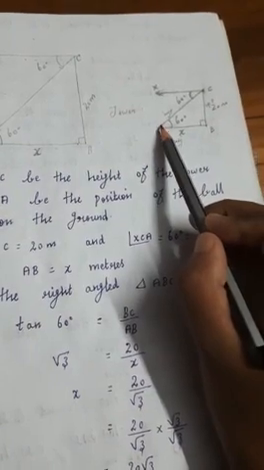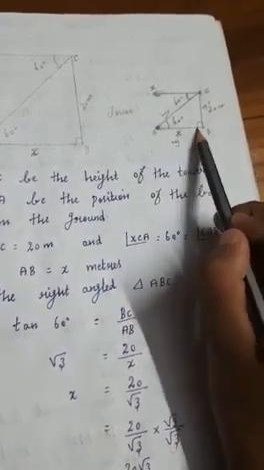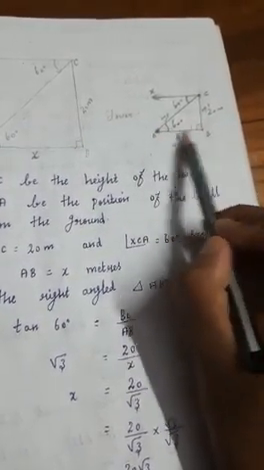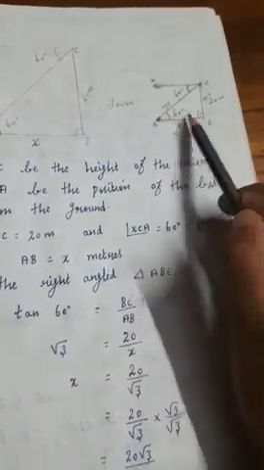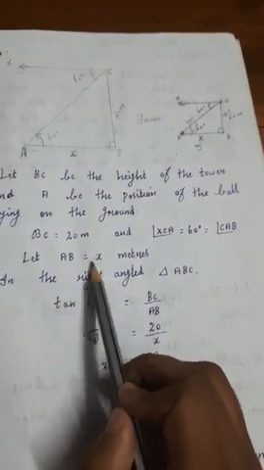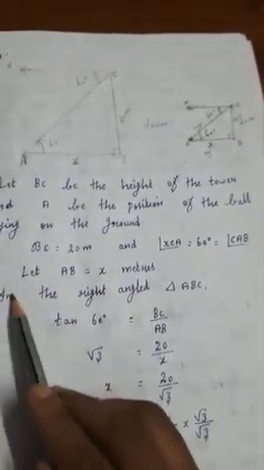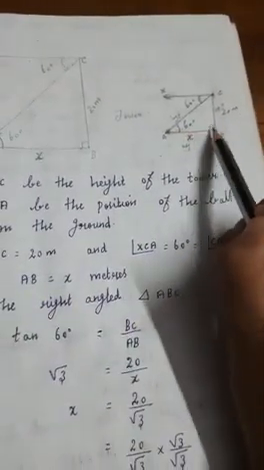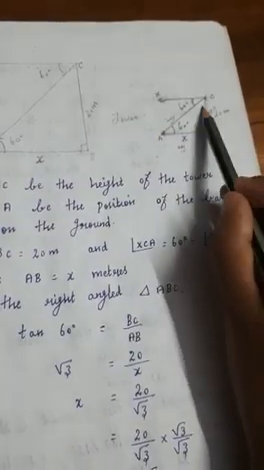Okay, so which distance have they asked us to find? The distance between the foot of the tower and the ball. So this distance is what they have asked us to find, which we have considered as x, and that you also have to write. Now we are going to find this AB, the x value only. Now in the right angle triangle, name it ABC.